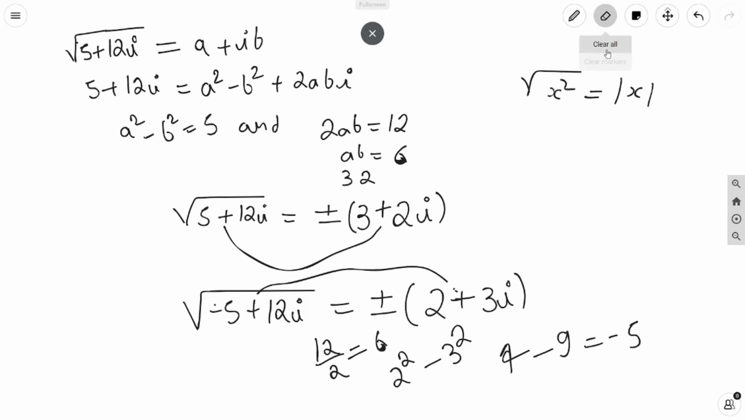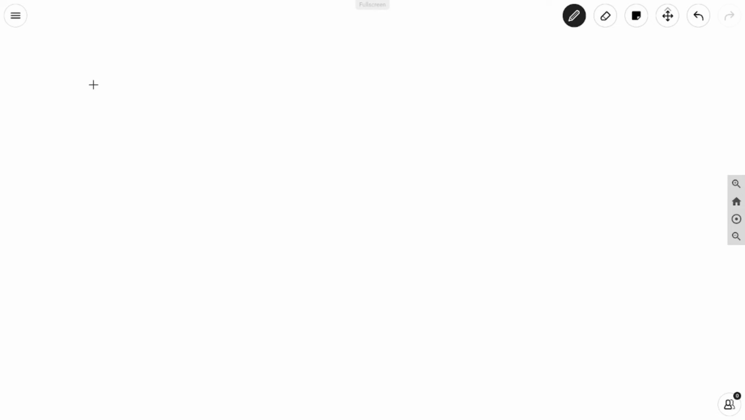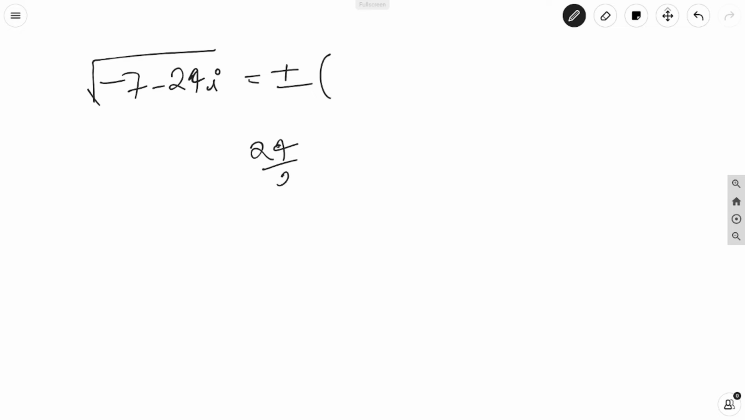Now let us do two more examples. For example, we have to calculate the square root of minus 7 minus 24 iota. So what will be the answer? First of all, we put a plus minus sign outside the bracket. Now divide 24 by 2, we get 12.